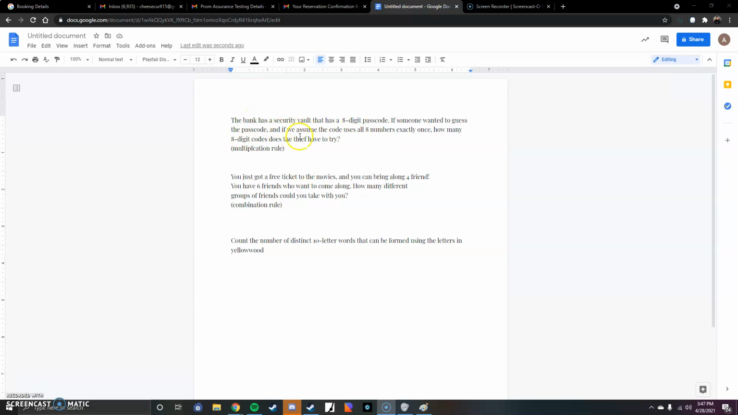Hi, so I'm gonna do a little review for chapter 9, and I have three problems right here. We're gonna review. So the first one is a multiplication rule type of lesson, and so we're gonna read it. It says the bank has a security vault that has an 8-digit passcode. If someone wanted to guess the passcode, and if we assume the passcode uses all 8 numbers exactly once, how many 8-digit passcodes does the thief have to try?